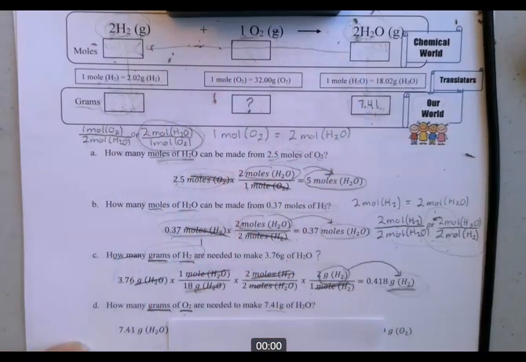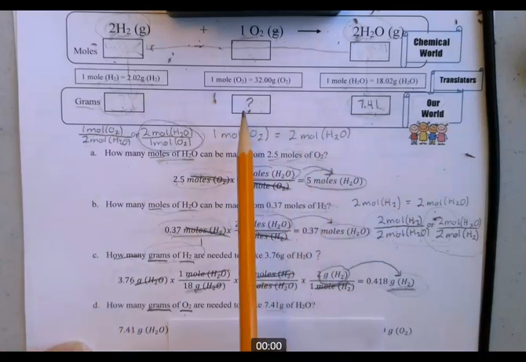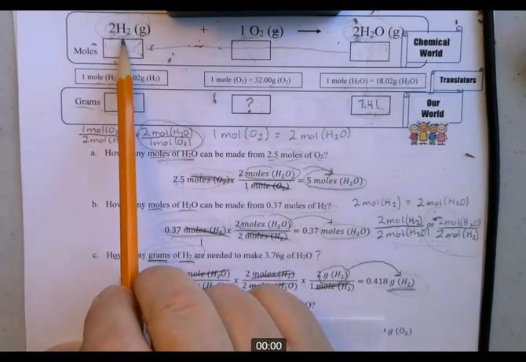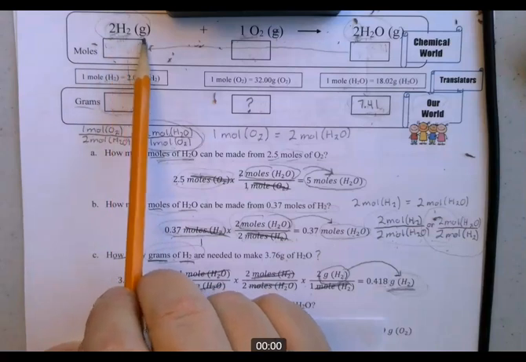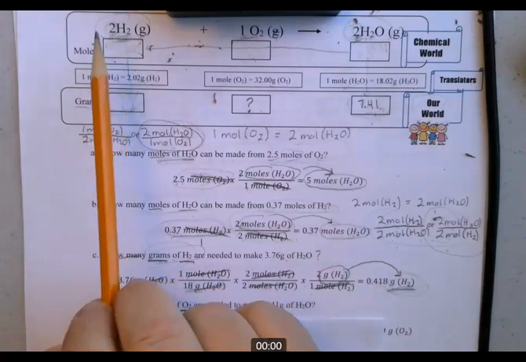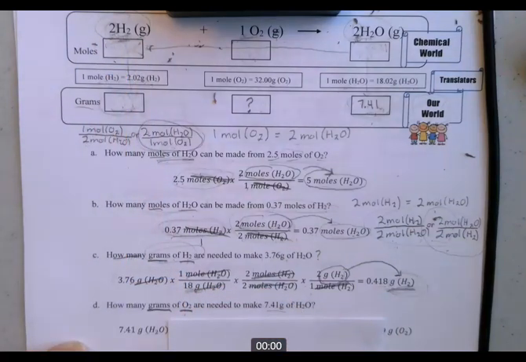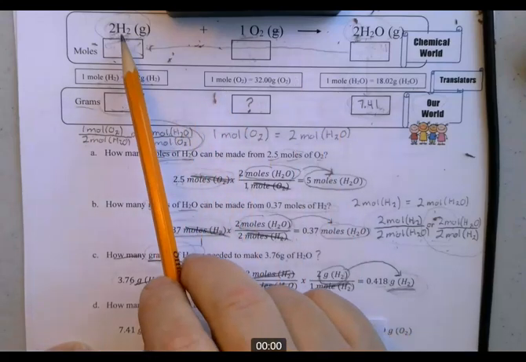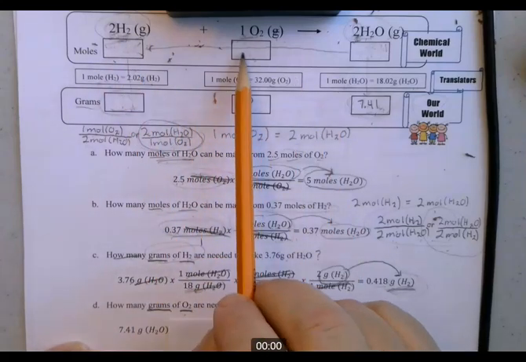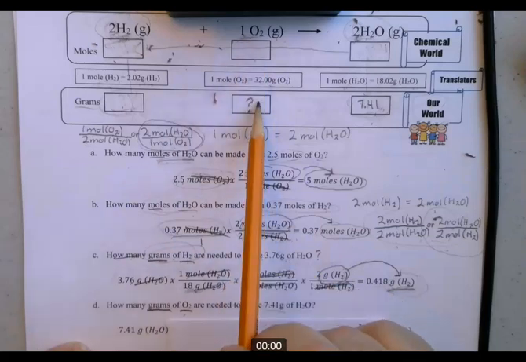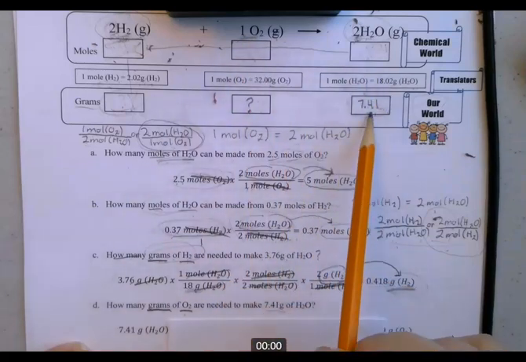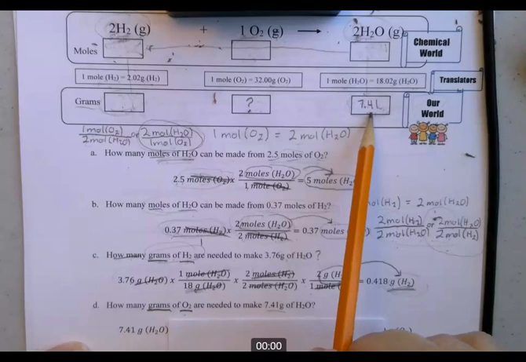This is the recipe. All right, so it's asking us, assuming, and we always assume you have enough of the other reactant. So H2 is not involved in this question. You assume you have enough of it. You're not going to run out of it. Then if you assume you have enough of this, how much oxygen will you need? How many grams of oxygen will you need to be able to produce 7.41 grams of water?